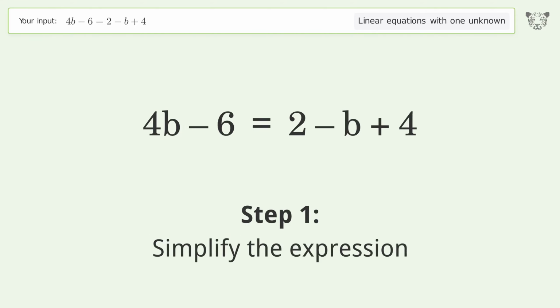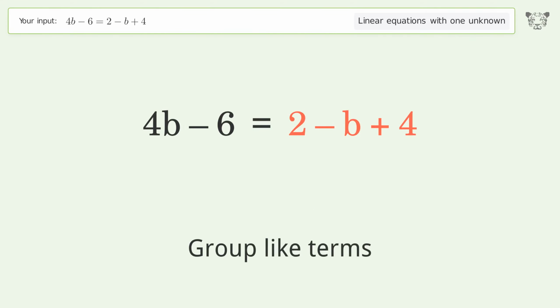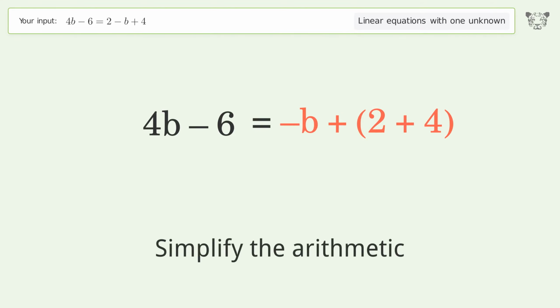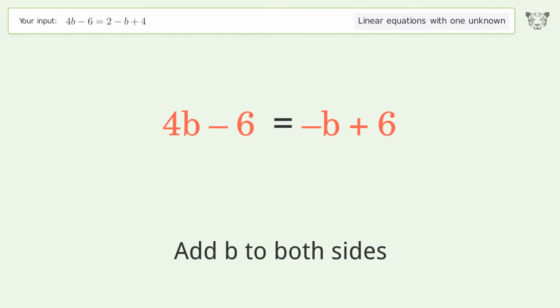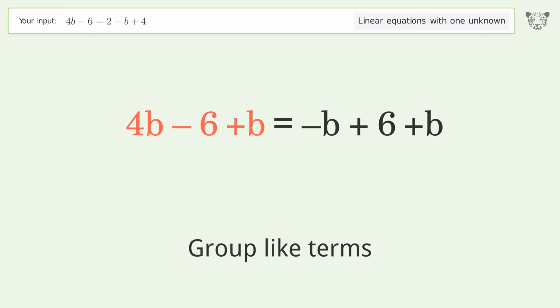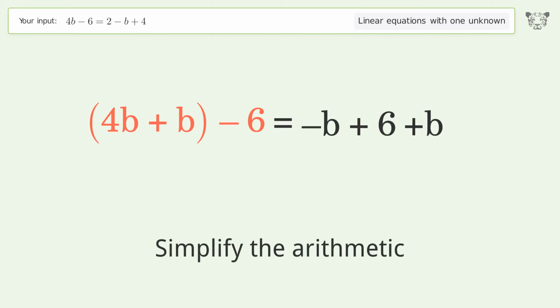Simplify the expression. Group like terms. Simplify the arithmetic. Group all b terms on the left side of the equation. Add b to both sides. Group like terms. Simplify the arithmetic.